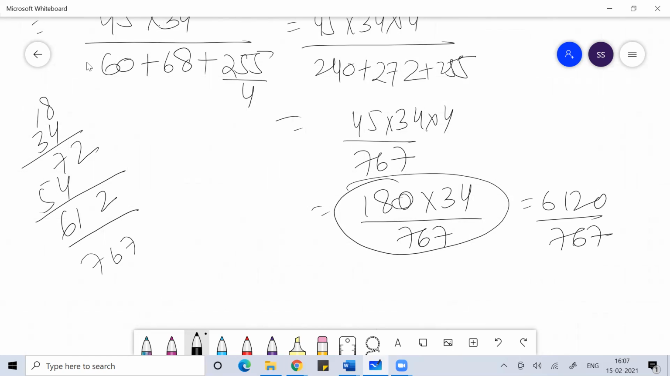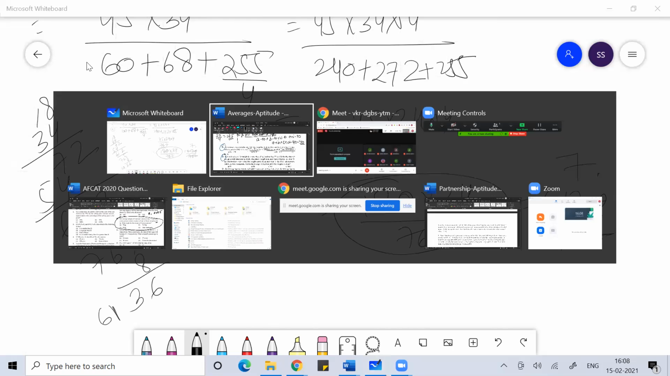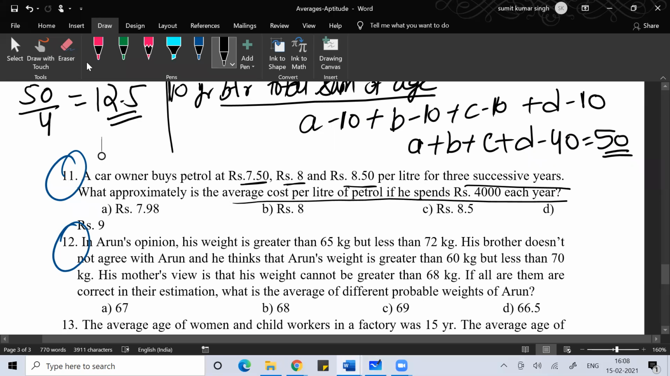767 times 8 is 6136, so approximately 8 point something. Approximately 8 you will get the answer, 6136. So the value is approximately 10.98, that is the answer.